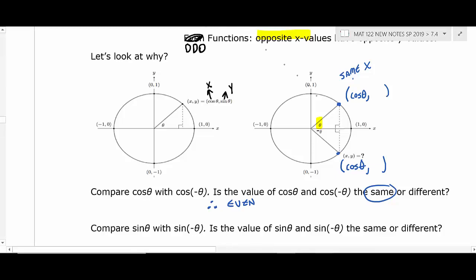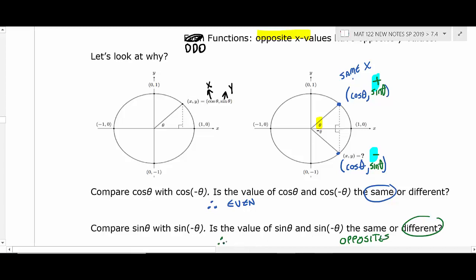And then if you look at the sine, remember the sine on a unit circle is the y value. Well, you have a positive y there, but here you would have a negative y value because you're down below. So that would actually be a negative number. So what's going to happen on this is positive y, negative y. So what this is saying is if you compare sine theta with sine negative theta, they're different. So what they are is they're opposites.